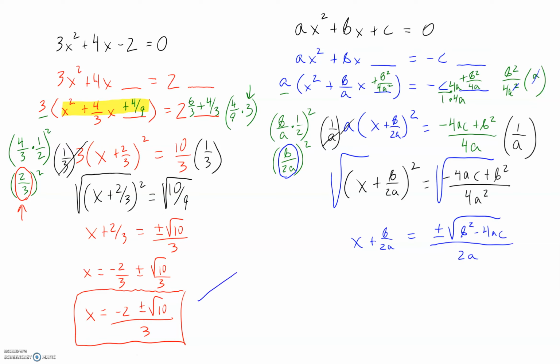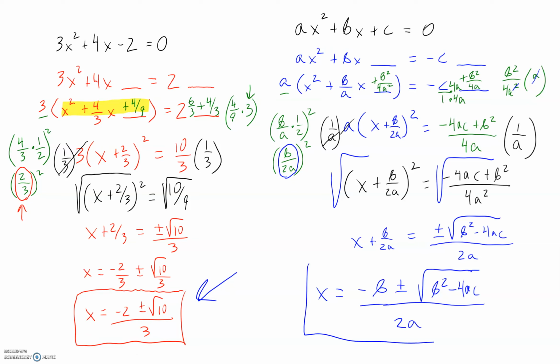And just like we did over here, when I subtract this negative b over 2a over, instead of leaving both over 2a, I can put the whole expression over 2a. So, as weird as it looks, hopefully now it looks a little more familiar.